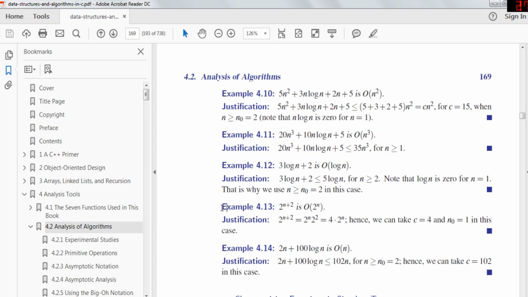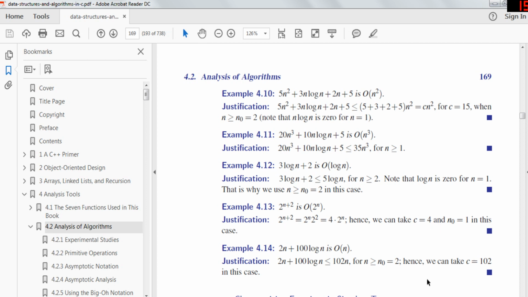Alright, justification. 2 to the n plus 2 is O of 2 to the n. Justification: 2 to the n plus 2 is equal to 2 to the n times 2 squared, which is equal to 4 times 2 to the n. Hence we could take c equal to 4 and n naught equal to 1 in this case.